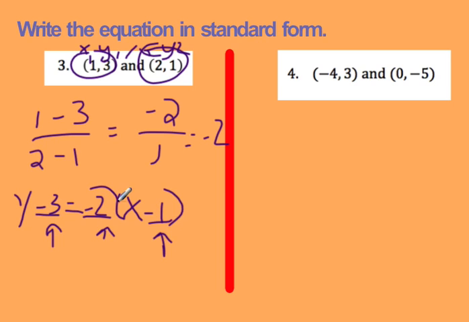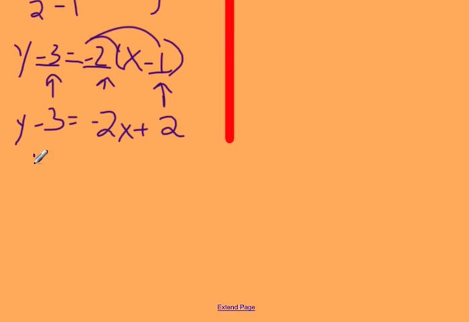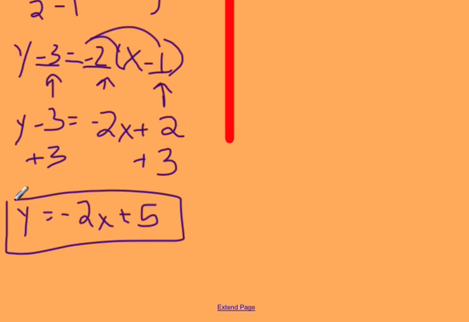Now, in order to get this into standard form, I need to start by distributing. So I get y minus 3 is equal to negative 2 times x, which is negative 2x, and negative 2 times negative 1, which is a positive 2. So now I'm subtracting off that 3, so I'm going to go ahead and add 3 to both sides. So then I get that y is equal to negative 2x, and 2 plus 3 is going to give you 5. So then I get y is equal to negative 2x plus 5, and that is my slope-intercept form.